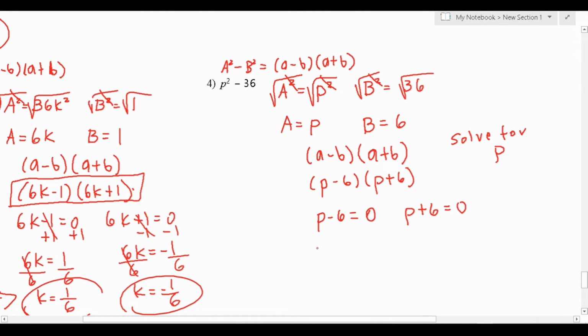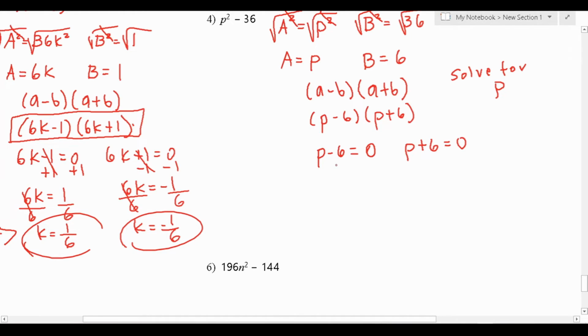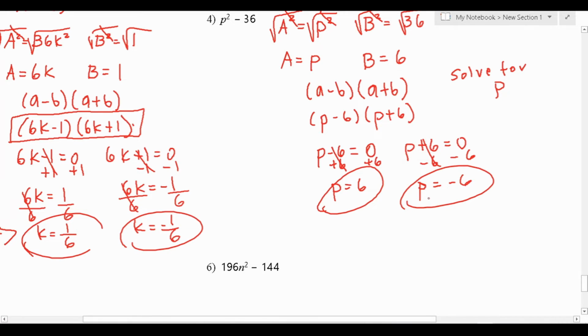Again, let's work on this equation on the left first. To get p by itself, we're simply going to add 6 to both sides. This crosses out, leaving you with p equals 6. To get p by itself in this equation on the right, we're going to subtract 6 from both sides. Positive 6 minus 6 crosses out, leaving you with p equals negative 6. And therefore, our solution is p equals 6, p equals negative 6.